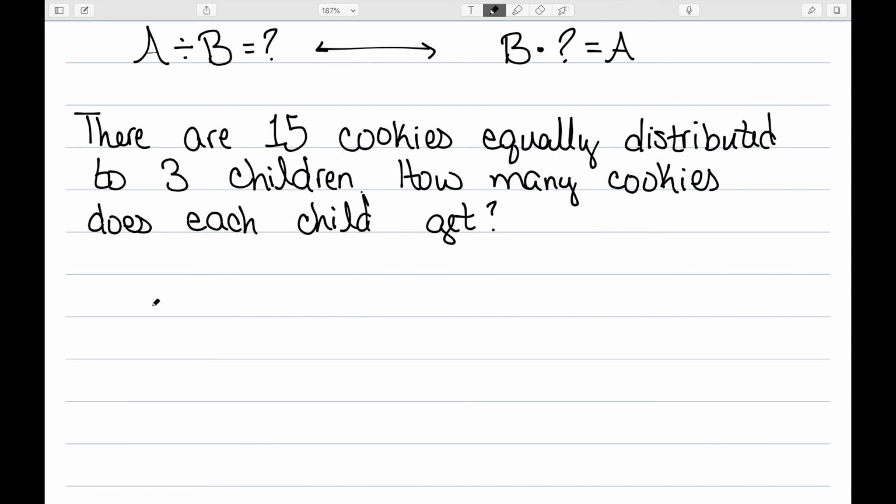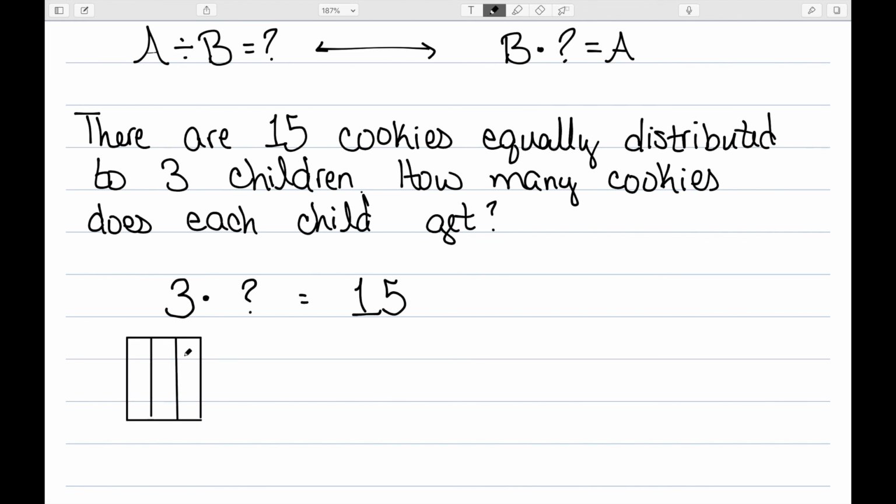Now we know there are 15 cookies equally distributed to 3 children. How many does each child get? So we know there are 3 groups. We don't know how many per group. And we know that we need a total of 15.